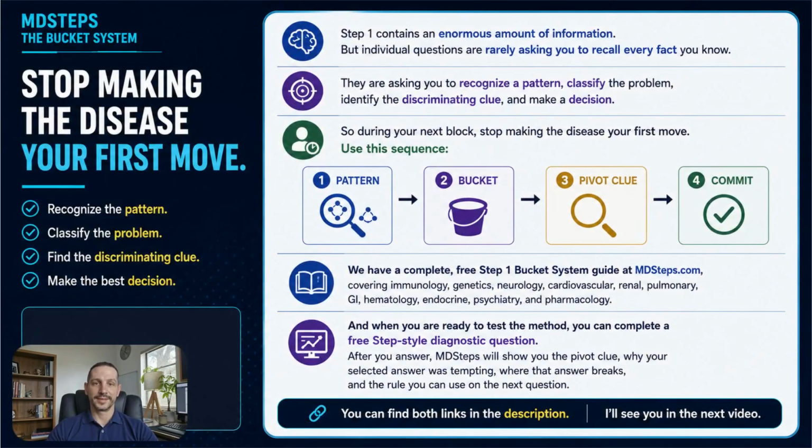Step 1 contains an enormous amount of information, but individual questions are rarely asking you to recall every fact you know. They are asking you to recognize a pattern, classify the problem, identify the discriminating clue, and make a decision. So during your next block, stop making the disease your first move. Remember the sequence: pattern, bucket, pivot clue, commit.